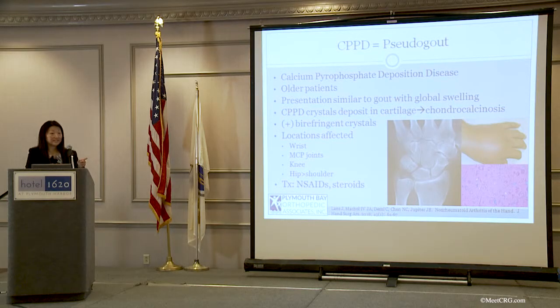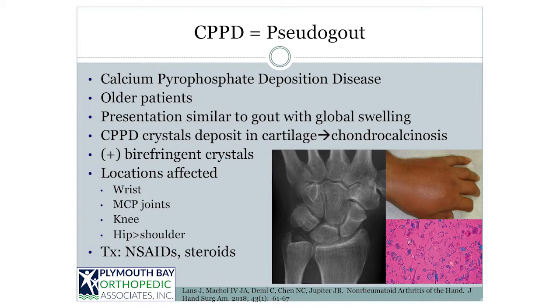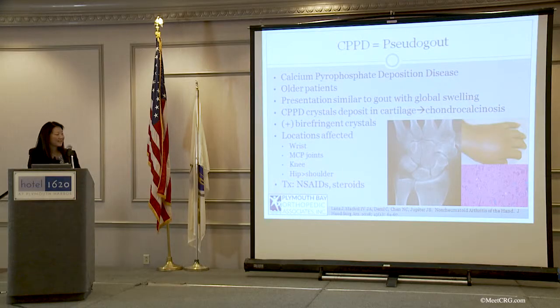So with pathologic analysis under the microscope, what they see are positive birefringent crystals, different than gout, which has negative birefringent crystals. But what I didn't notice on x-rays here, if you can see it, is kind of calcifications within that joint. So we call it chondrocalcinosis.